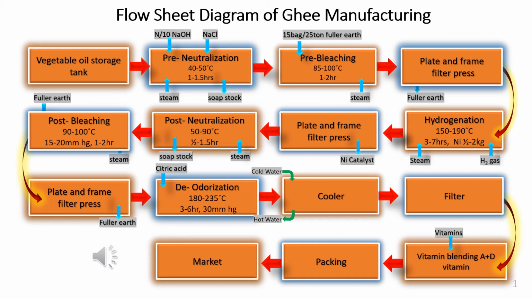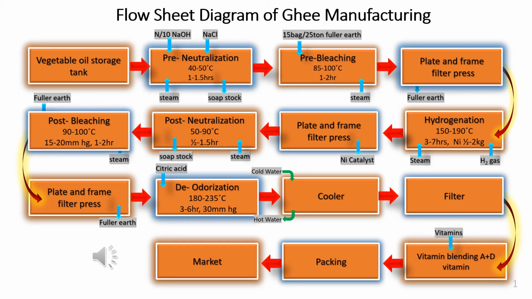In this step, we provide the fuller earth to decolorize the oil. This process is almost the same as the pre-bleaching step. So after completion of the post-bleaching section, our oil goes towards the plate and frame filter press.